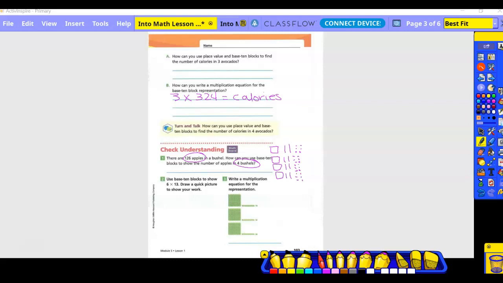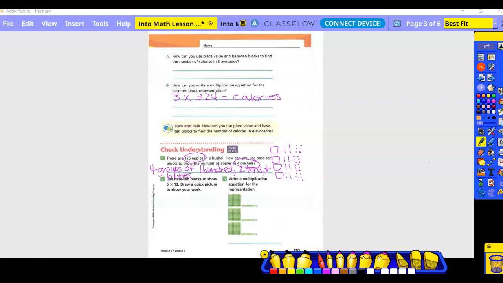Okay, so what are we left with then? So we had what? We had 4 groups of 100, 2, what's my long? 10, right? And 6, what's my small cubes? 1, right? Number 2, use base 10 blocks to show 6 times 13.